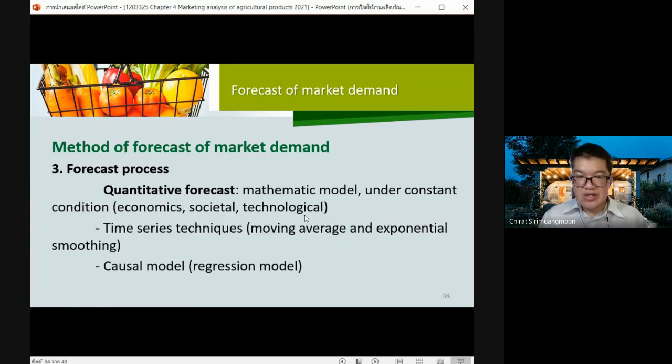Then the third one, the forecast process. For the forecast process, you can do quantitative forecast and qualitative forecast. Again, quantitative forecast is about the numbers.